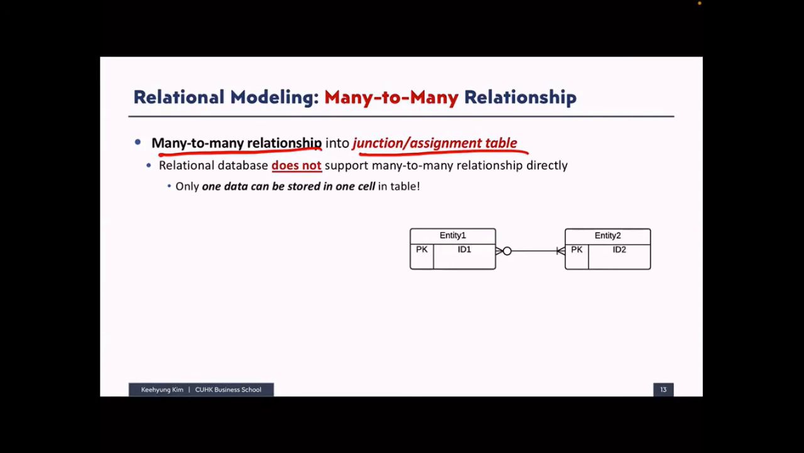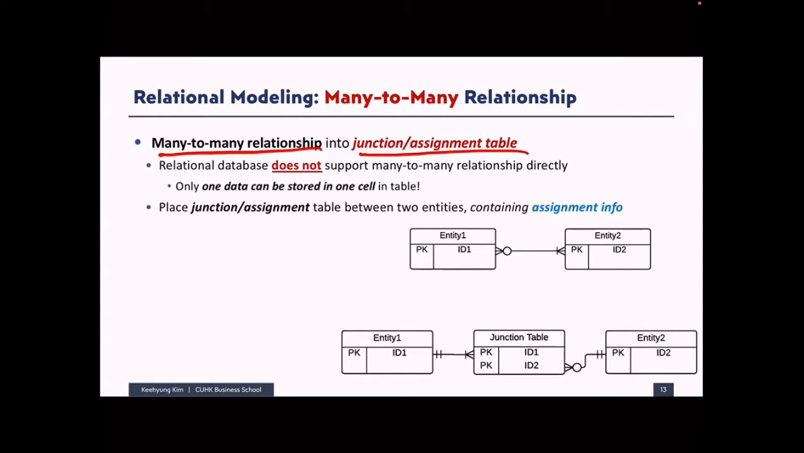It's because only one data value can be stored in one cell in the table. So that's why. What you can do is that when you have a many-to-many relationship like this between entity 1 and entity 2, the relationship will become a junction table like this. So you make a junction table between the two entities. And this table will contain the assignment information, like who has which permit. And in the junction table, the primary key will be the primary keys of both entities. So basically ID 1 was the primary key of entity 1 and ID 2 was the primary key of entity 2. So we put them together in the junction table and use them both as a composite primary key. So that's how you can design the junction table in this case.